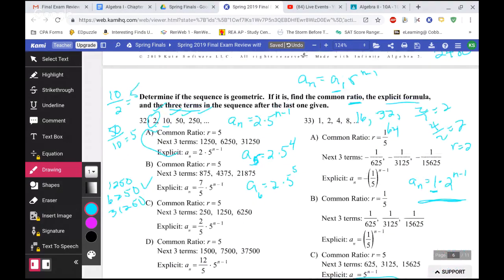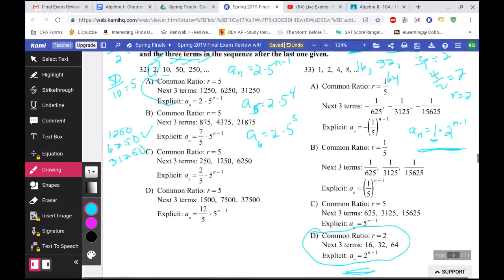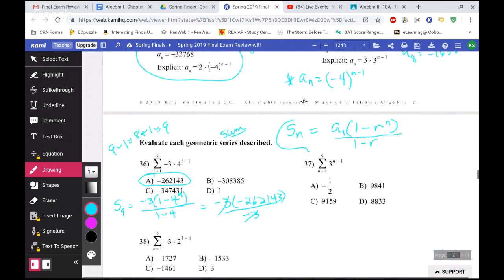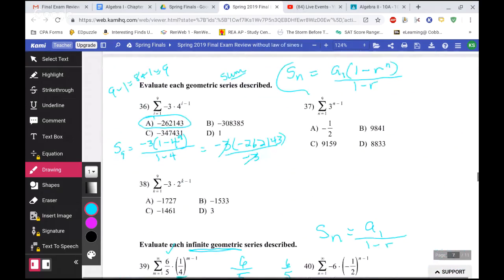That's the same thing. The geometric explicit formula is the same thing on that. It's the same thing because it's asking for that. Were you good on the arithmetic? Yeah, I got the other ones.